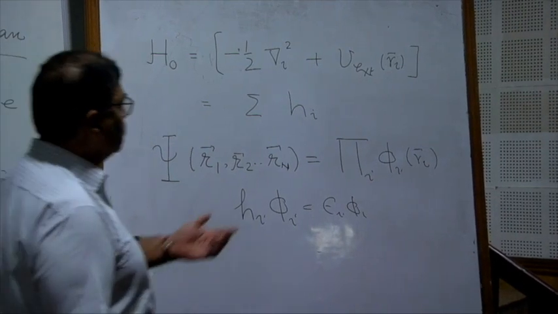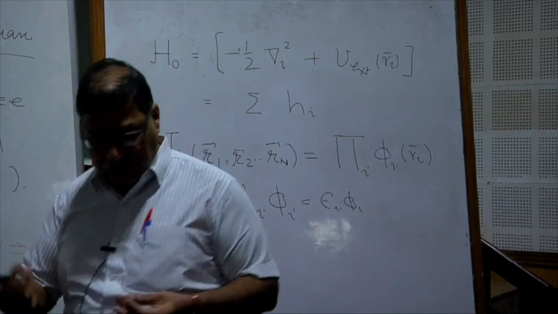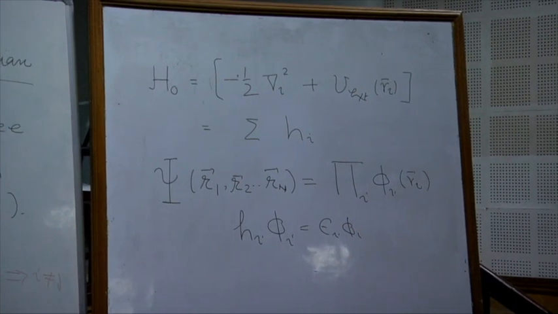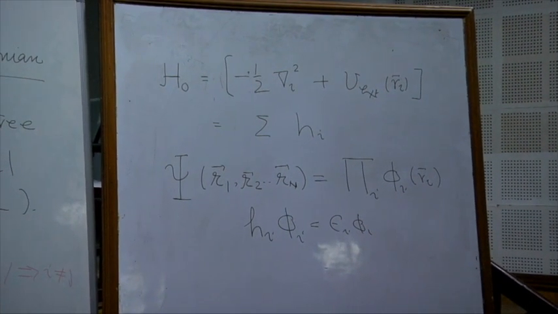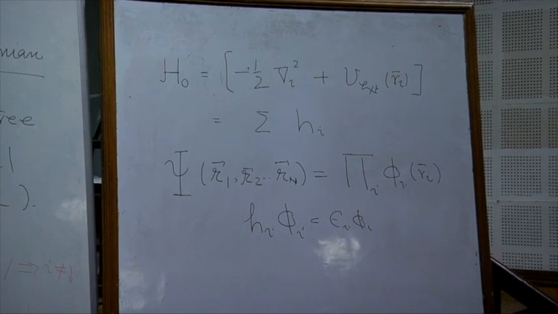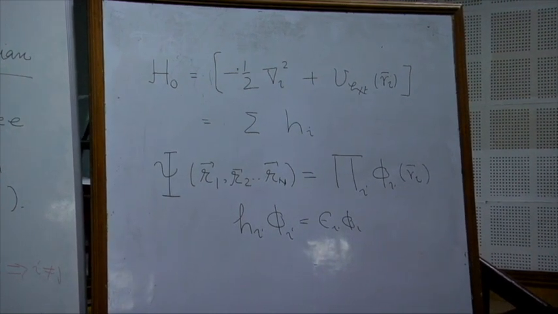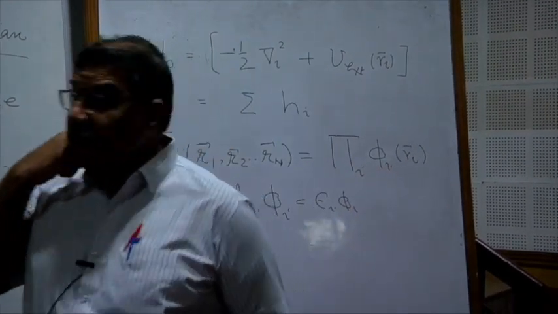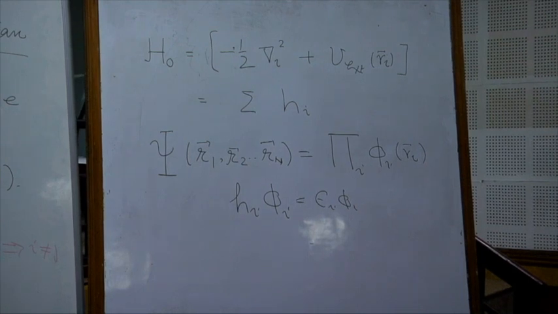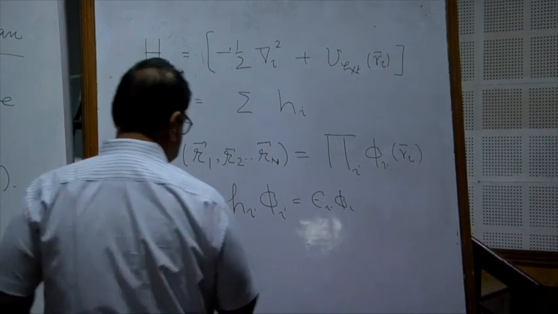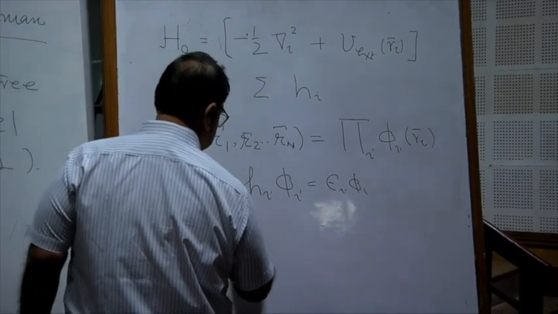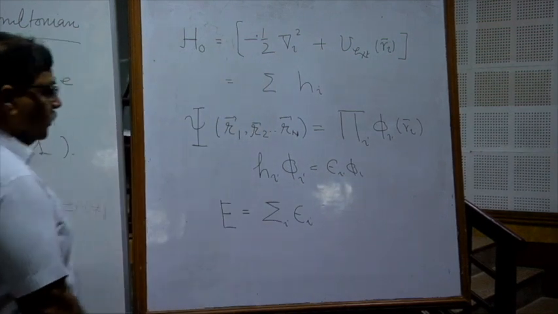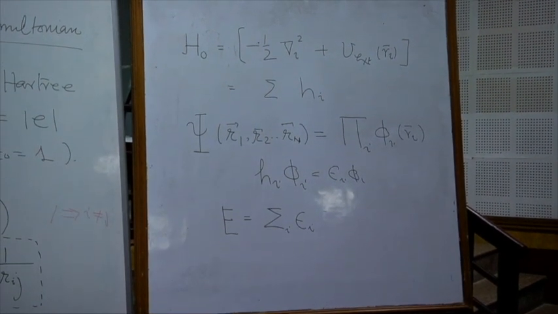Now, this solution exists for well-known problems like the hydrogen atom, a particle in a box, and the harmonic oscillator. If V external is more complicated, I can always solve the Schrodinger equation numerically. The idea is that I can always build up these orbitals and write my answer. In this case, the total energy will come out to be the summation over i of epsilon_i. Just the sum of individual energies, nothing else.